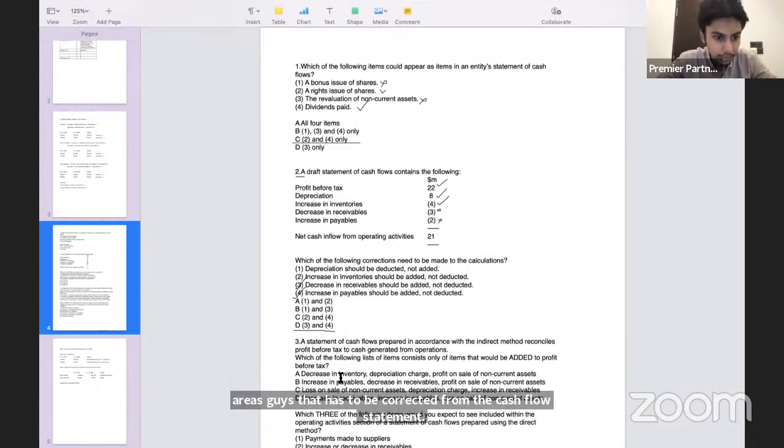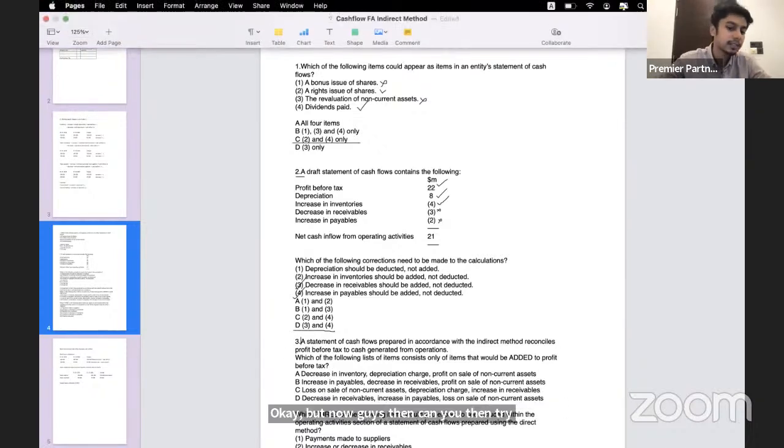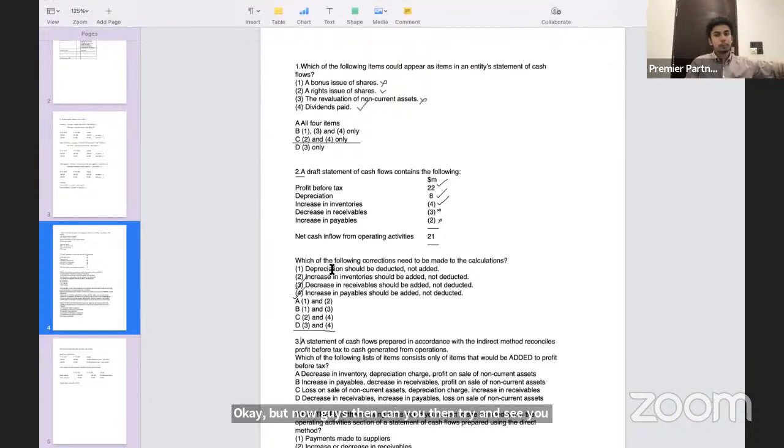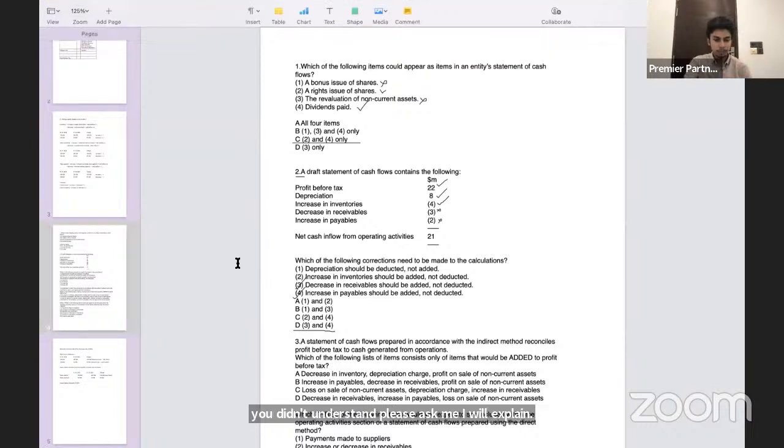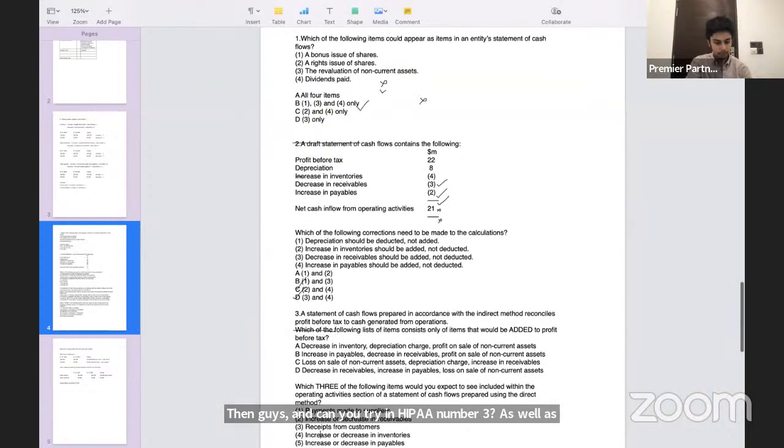Right. Now, guys, can you try MCQ number 3 on your own? And on MCQ number 2, if you have any difficulties, anything that you didn't understand, please ask me. I will explain. Then can you try MCQ number 3 as well as MCQ number 4.